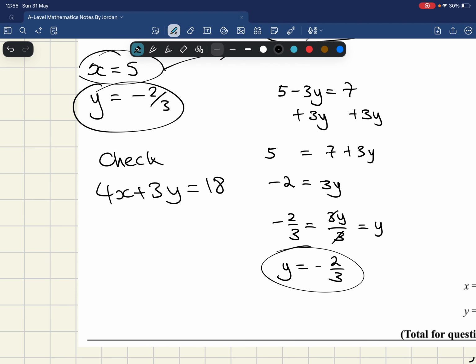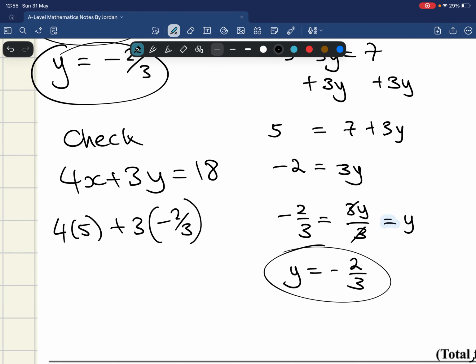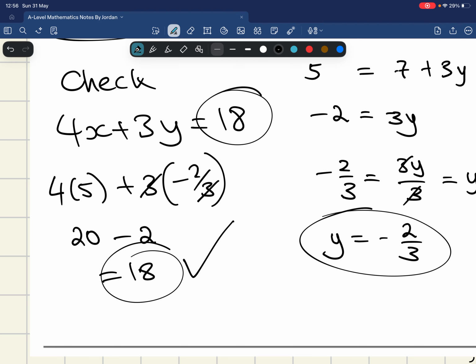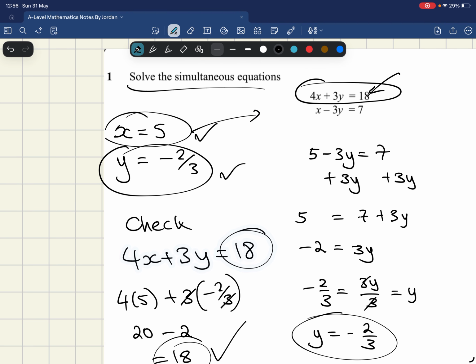I have an x and a y value, so I've got 4 lots of 5 for x, and 3 lots of negative 2/3 for y. And hopefully that should be 18. 4 times 5 there is 20. And then here we've got 3 multiplied by negative 2/3. So the 3 in the denominator will cancel with the 3 here, since one's a times and one's a divide. And then plus and minus goes to negative, so that's 20 minus 2, or 18. And that is what we see there. So that tells us that our x and y values must both be correct. And so we solve that properly.